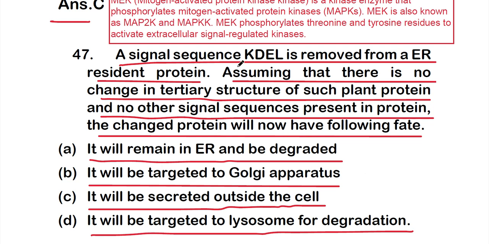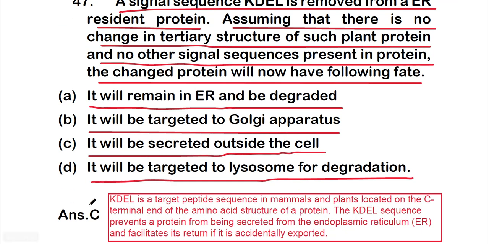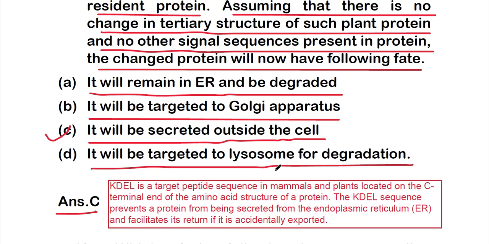So the question is, a signal sequence, that is KDEL, which is present in an ER resident protein, is removed from that protein. So what will be the consequence? The right option for this situation is option C, that is, it will be secreted outside the cell. If we remove the KDEL signal sequence from this ER resident protein, it will be secreted outside the cell. So what is KDEL?